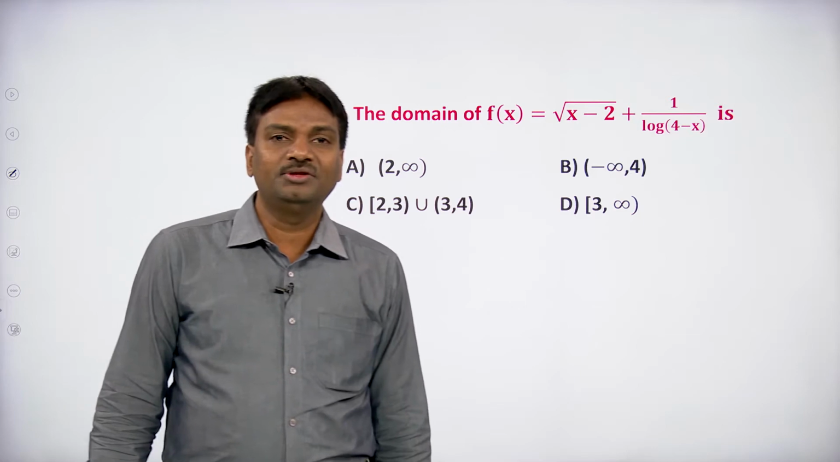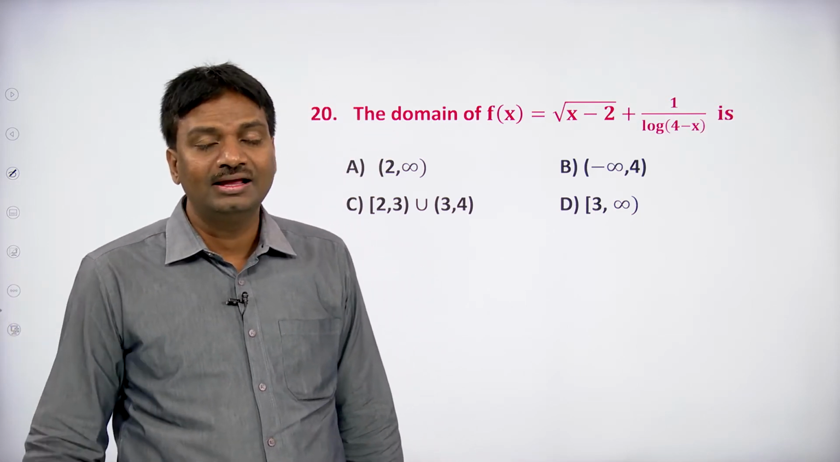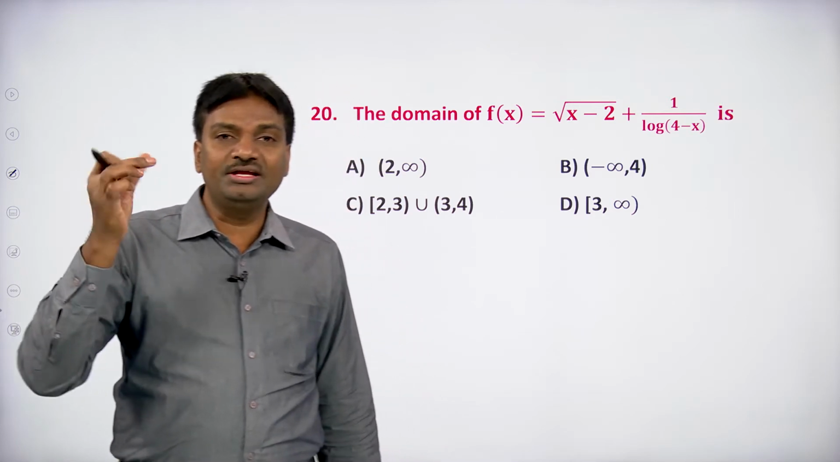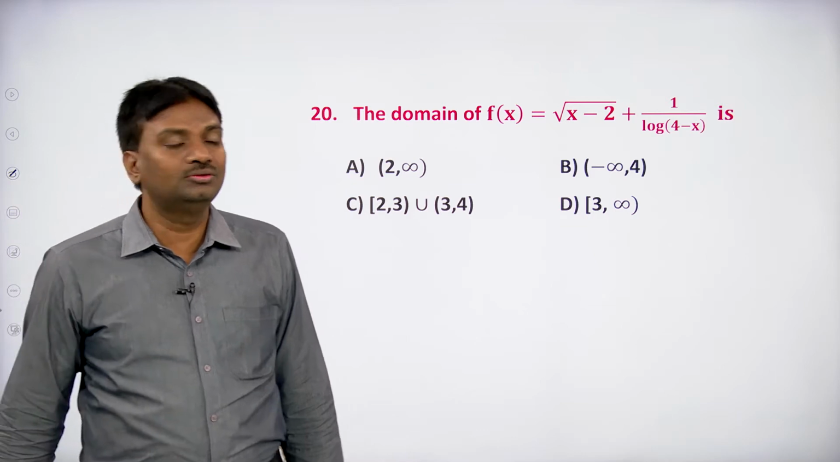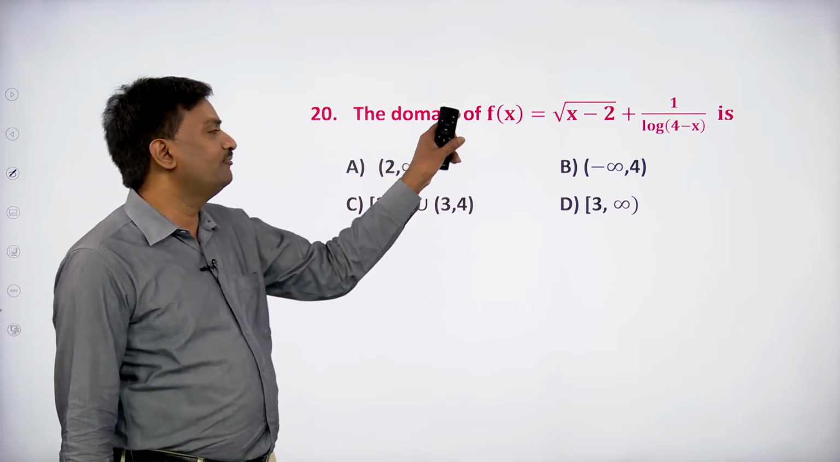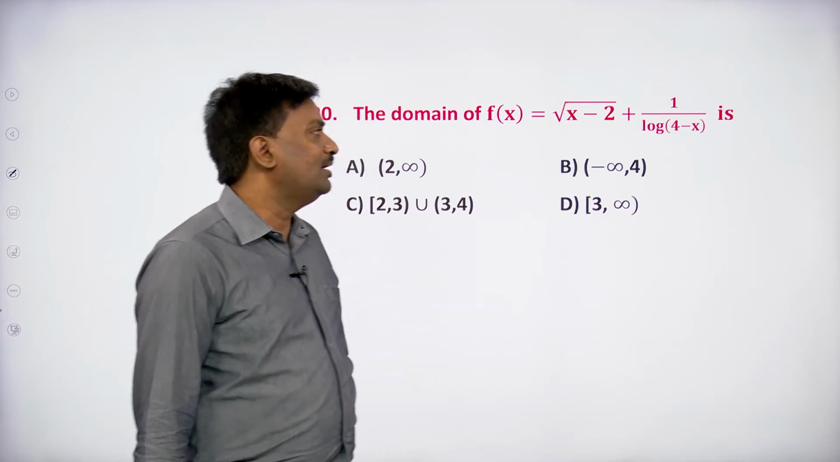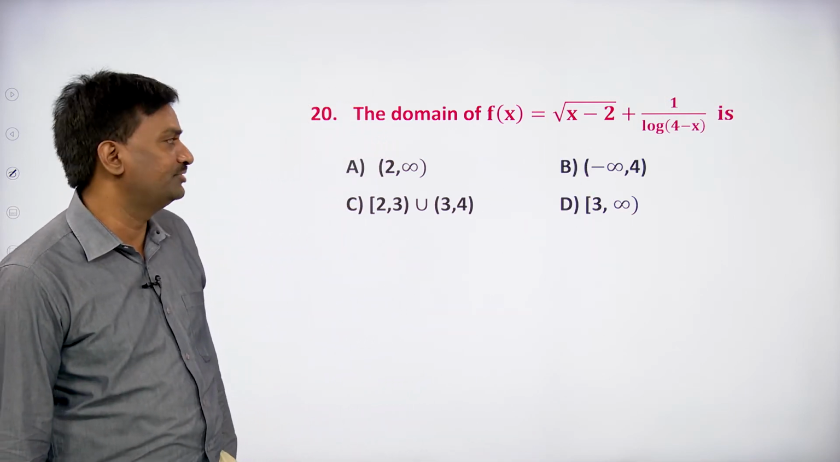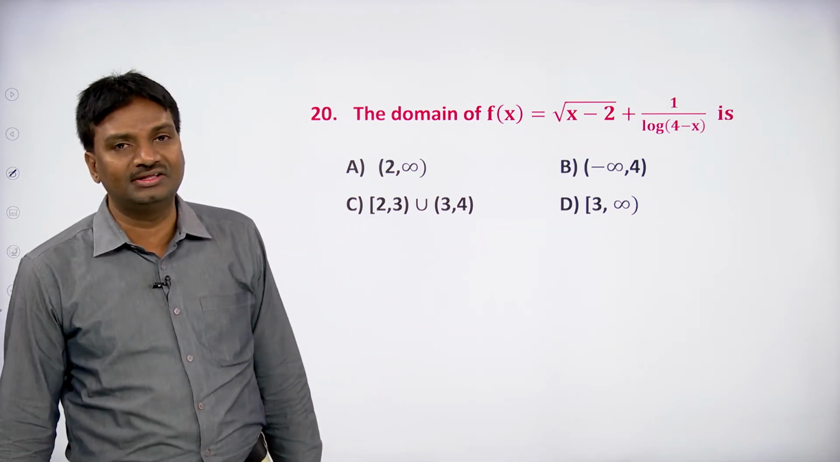In the given problem, if we have more than one function, 2 functions, 3 functions, 4 functions like that, then find the domain of each function. After that, take the common domain of all those functions. So here the given function is f of x equal to square root of x minus 2 plus 1 by log 4 minus x to the base e. If base e is not written for the logarithm, then we can take that as e.